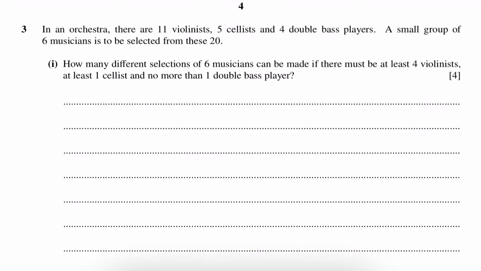In an orchestra, there are 11 violinists, 5 cellists, and 4 double bass players. A small group of 6 musicians is to be selected from these 20. How many different selections of 6 musicians can be made if there must be at least 4 violinists, at least 1 cellist, and no more than 1 double bass player? So for violinists, for cellist, and for double bass, you have to have at least 4 violinists, so 4, at least 1, and no more than 1. This will all equal to 6. 4 plus 1 plus 1 is 6.